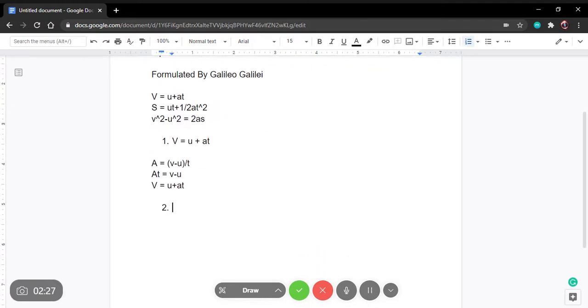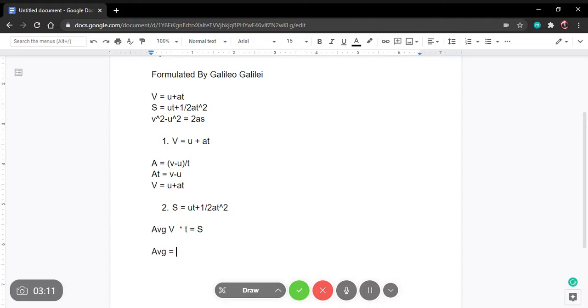Second equation of motion is a bit complicated, but when we learn it becomes easy. It is s is equal to ut plus half of at squared. Now, average velocity into time is equal to displacement. This is how speed works. Speed into time is equal to distance, and velocity into time is equal to displacement. Average velocity into time is also equal to displacement.